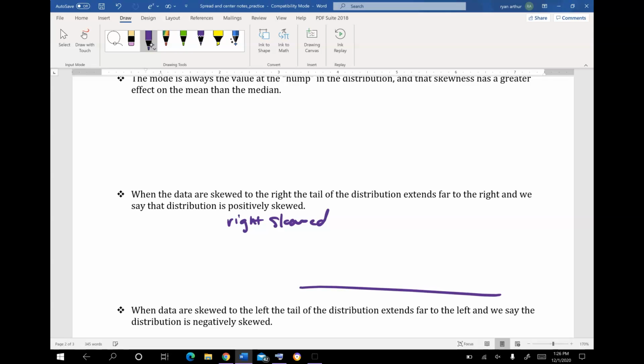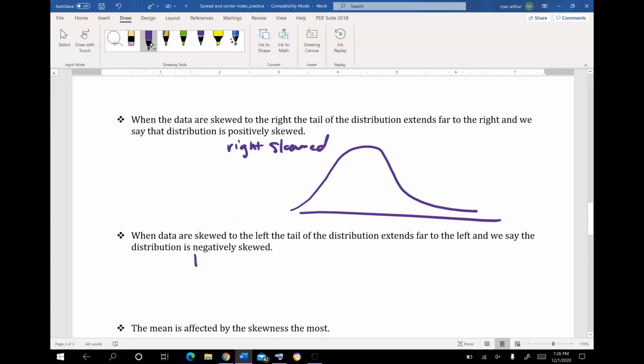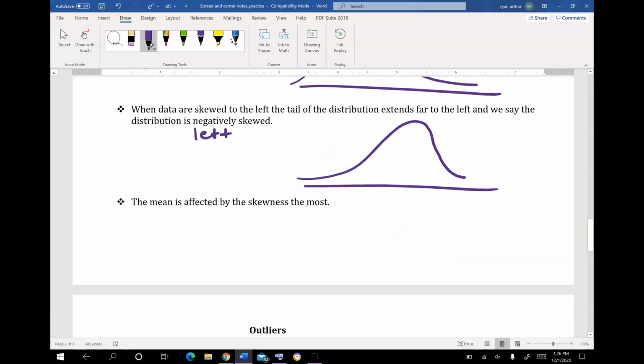But what it means is that when you look at the graph, you've got a tail on the right. Okay? Now, negatively skewed means that it's skewed on the left. And again, that means your tail is going to be on the left. Okay? The mean is affected by the skewness the most. Okay? So if something's skewed, it's going to affect the mean more than it's going to affect anything else because the mean's the average. So if you have an outlier over here at -1, but most of your data is over here, that -1's going to skew it. It's going to pull it. Okay? So it depends on how big of an outlier it is of how much it'll skew you.